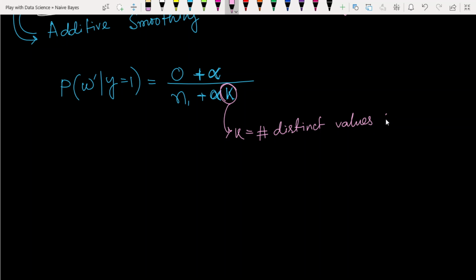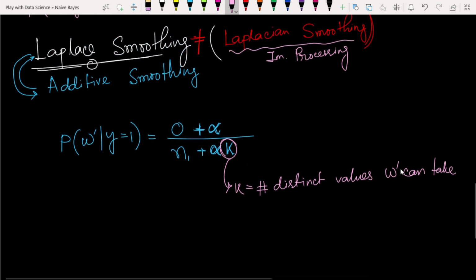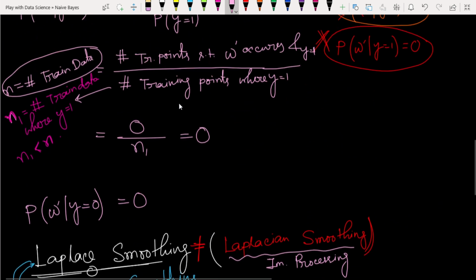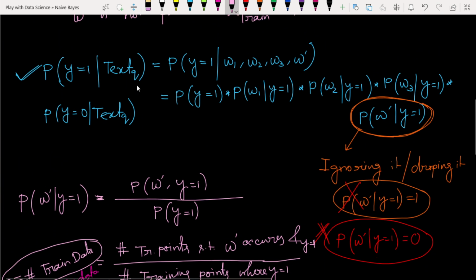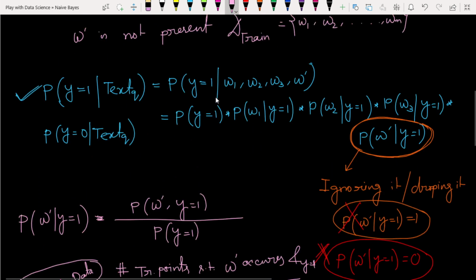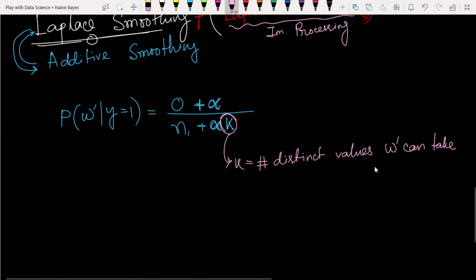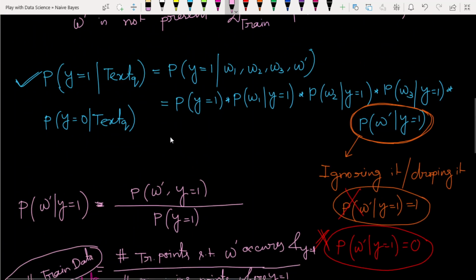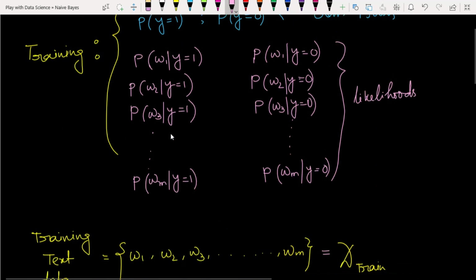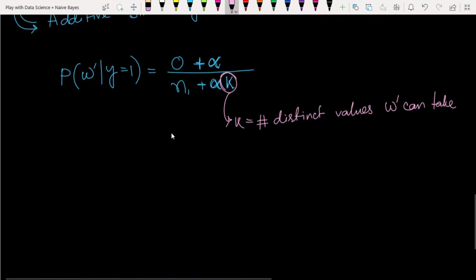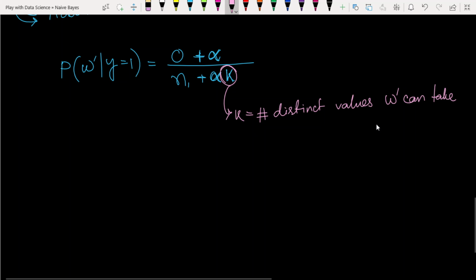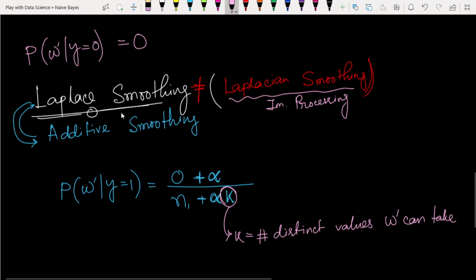that w dash can take. Again, I remind you that w dash is our unknown word in our query data point. So k is the number of distinct values that w dash can take. In this example we have taken a binary classifier, so how many distinct values can w dash take?